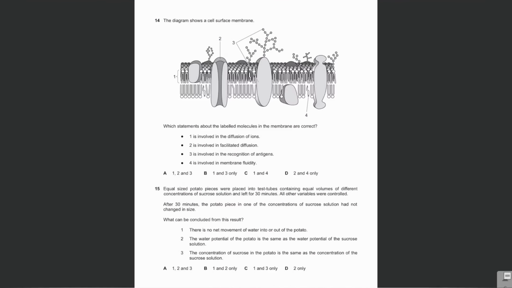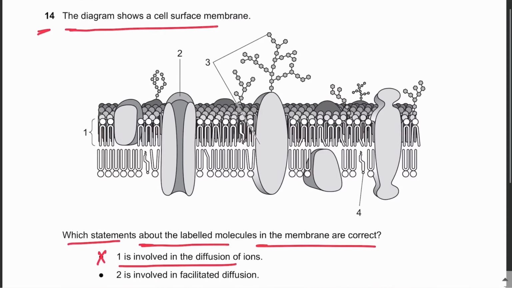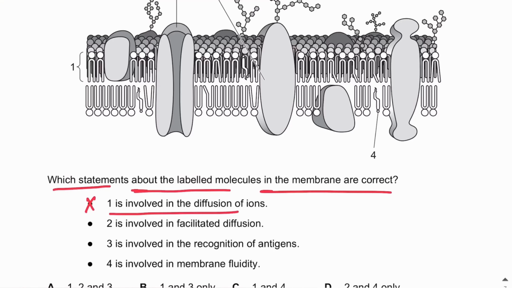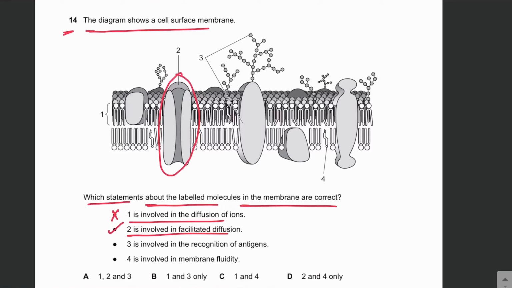MCQ number 14. The diagram shows a cell surface membrane. Which statements about the labeled molecules in the membrane are correct? Right. One is involved in the diffusion of ions. So guys, this is wrong. What we need to do is state which of the statements for the labeled molecules is correct. So one is the phospholipid, and phospholipid is not involved in the diffusion of ions, right? If we talk about 2, is involved in facilitated diffusion. Yes guys, it's true, because 2 is a transport protein, which is a channel protein basically, and this is involved in facilitated diffusion. That's correct.